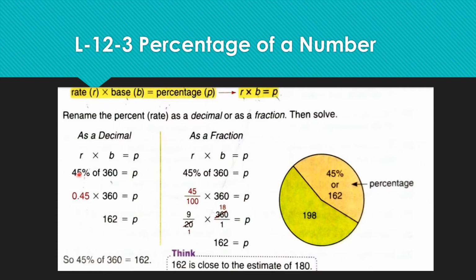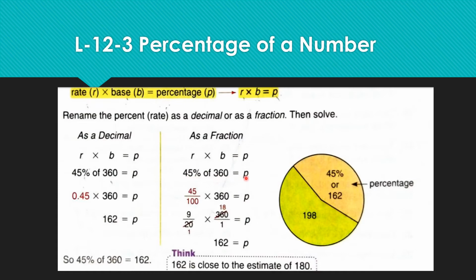First, as a decimal, 45 is converted by shifting the decimal point 2 places to the left, so it will be 0.45 multiplied by 360 is equal to P. What is the answer? 162. That means 45% of 360 is 162. In the other way, using a fraction, we have the same rate, base and percentage.